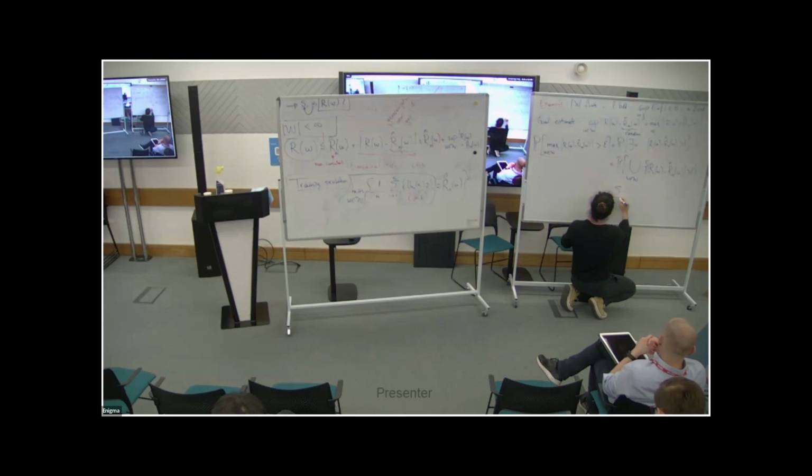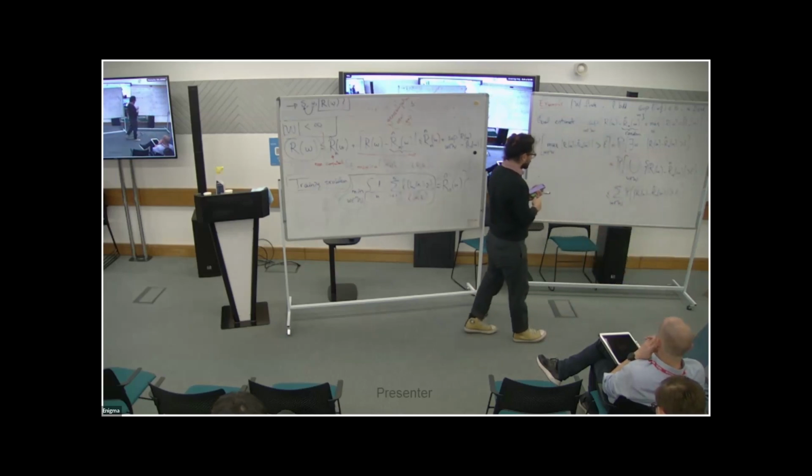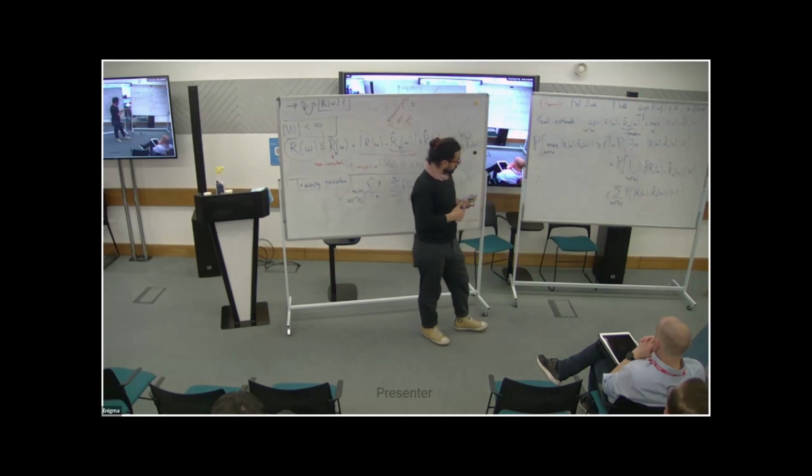Then this is going to be smaller than the sum over w of the probability that the generalization gap for w is larger than epsilon. Here we use that w is fixed. If w was random, we couldn't do this.